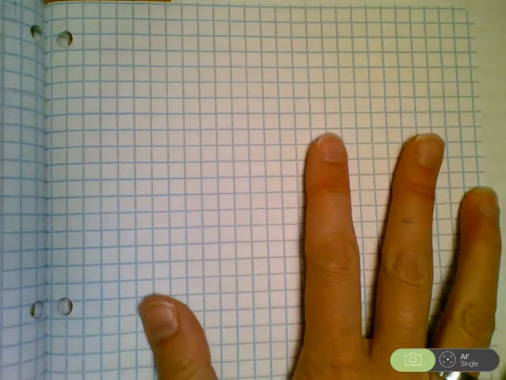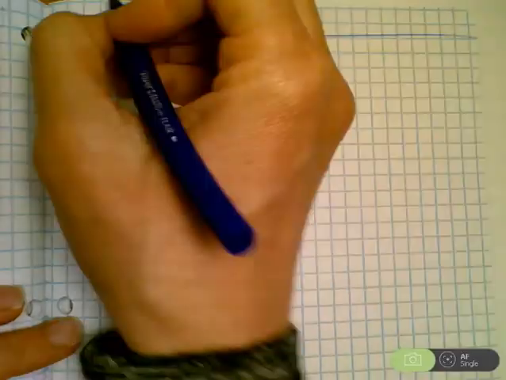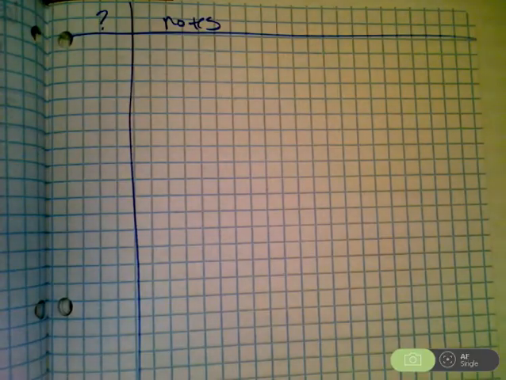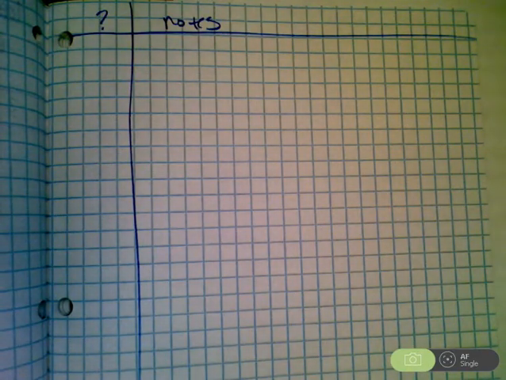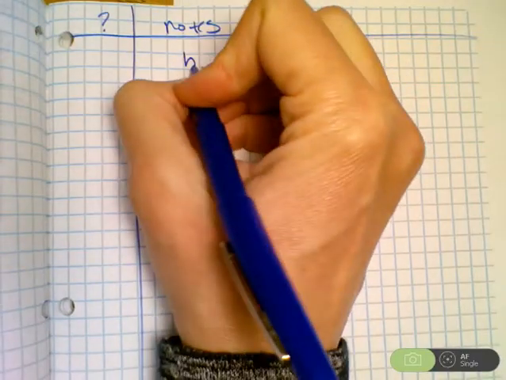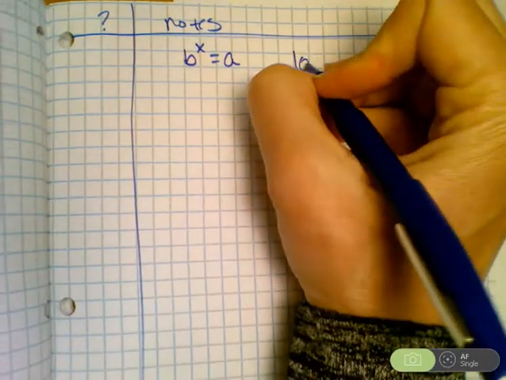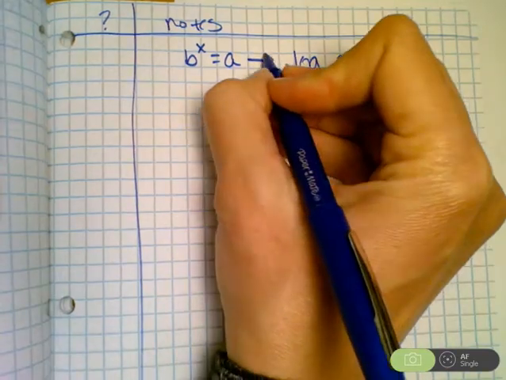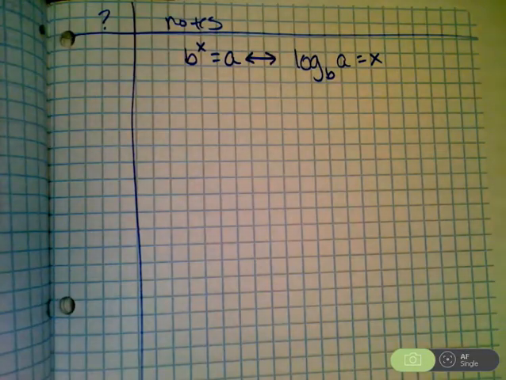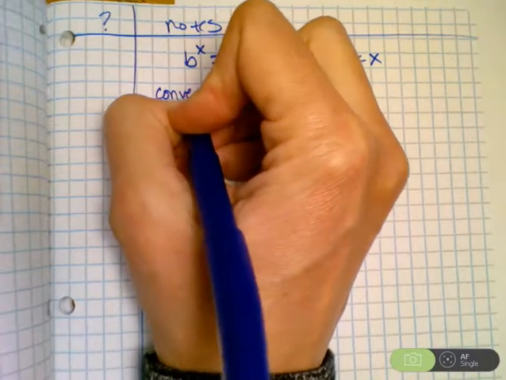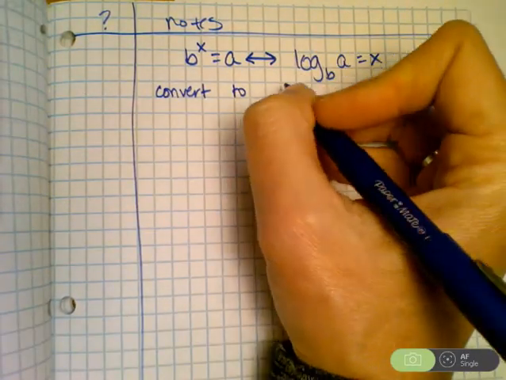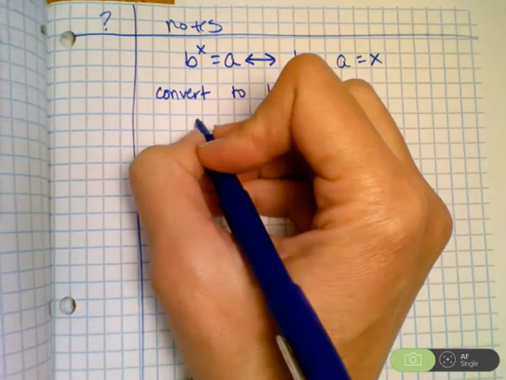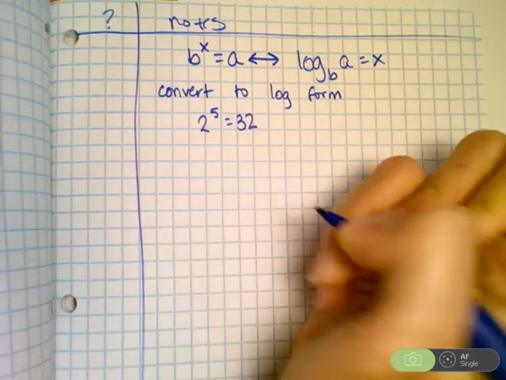Let me just get a new page set up real quick. Questions, notes. So, and I'm just going to write this at the top of every page, so I have that right in front of me, and I can use that when I'm doing these problems. So if we convert to log form, we're going to start with something like 2 to the 5th equals 32.